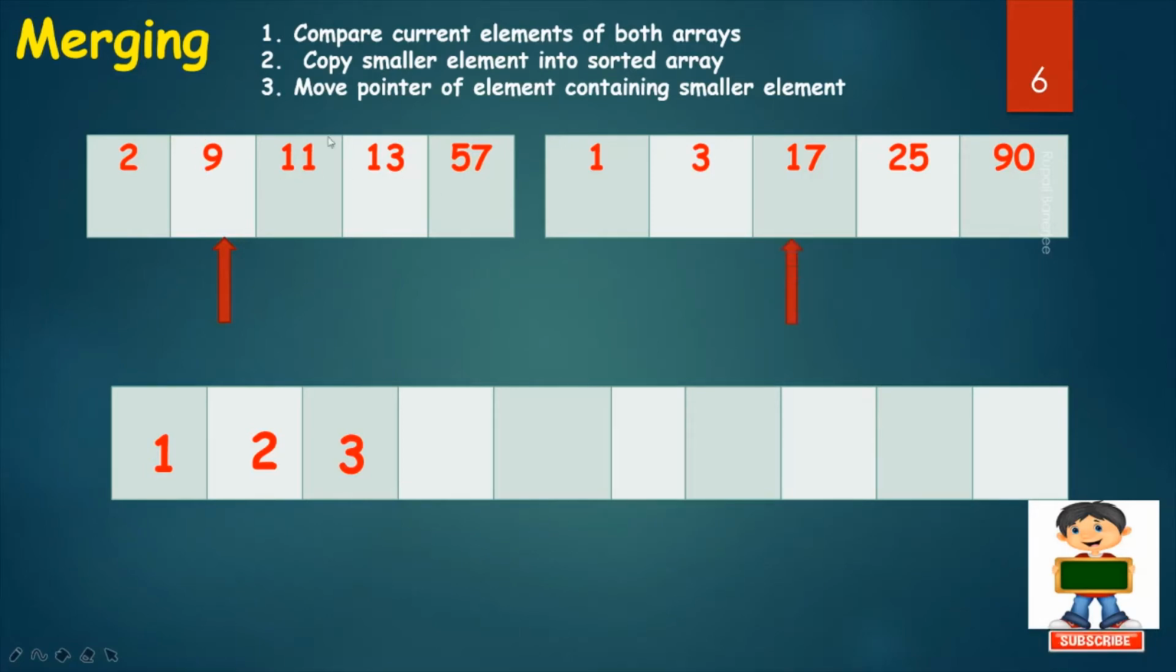Then compare 9 with 17 because 9 is smaller, so move this pointer, first pointer. Then compare 11 with 70 because 11 is smaller, so copy 11, move first pointer. Then compare 13 with 17 because 13 is smaller, so copy 13 and move this pointer.